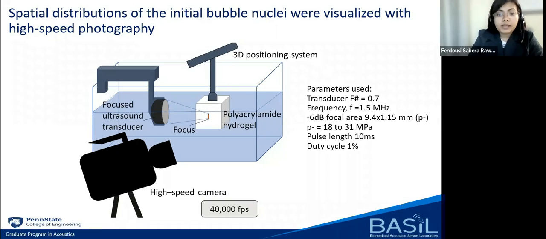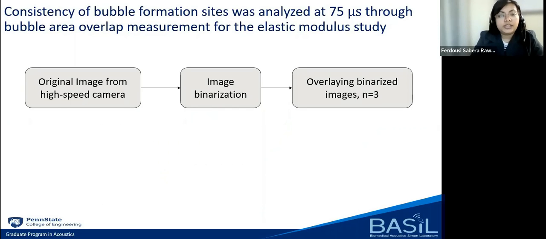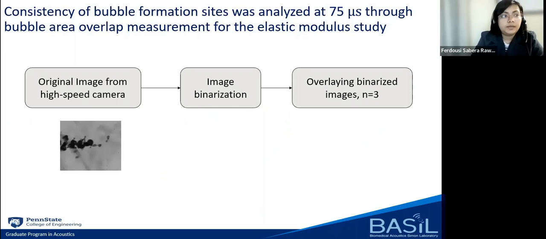A 1.5 megahertz HIFU transducer was used to induce acoustic cavitation in polyacrylamide hydrogels using 10 millisecond pulses with peak negative pressures ranging up to 31 megapascals at 1% duty cycle. Spatial distribution of the initial bubble nuclei was monitored through high-speed photography at 40,000 frames per second. For the elastic modulus study, once high-speed photography of the cavitation events was captured, consistency of bubble formation sites was analyzed at 75 microseconds using bubble area overlap measurement.